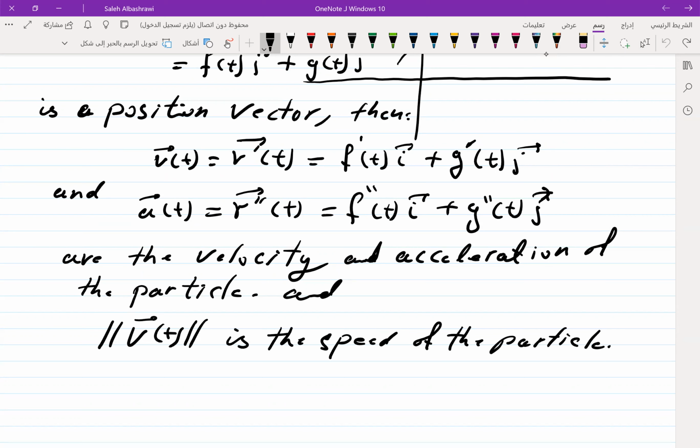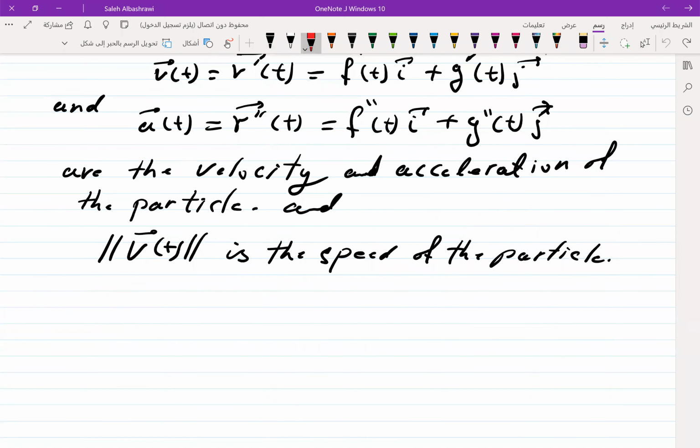So, if we are given the position vector, we can find the velocity, which is equal to the first derivative. But the position vector is a vector valued function, so we can differentiate that one to find the velocity, and the second derivative will give me the acceleration of the particle.